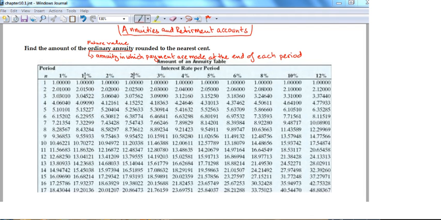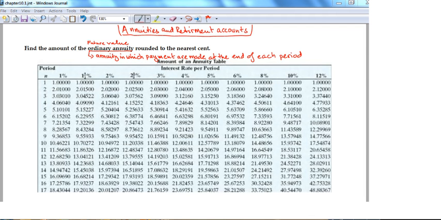First, let's define the ordinary annuity. What is an ordinary annuity? Ordinary annuity is the same as future value. It's an annuity in which payments are made at the end of each period.